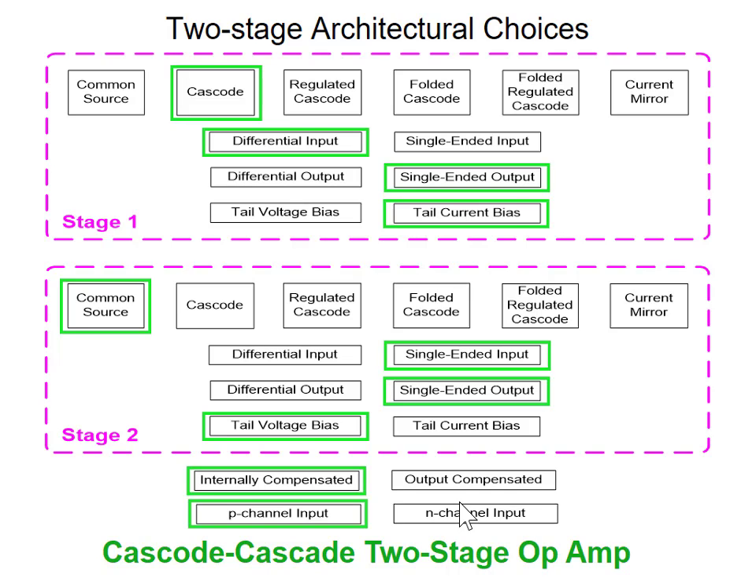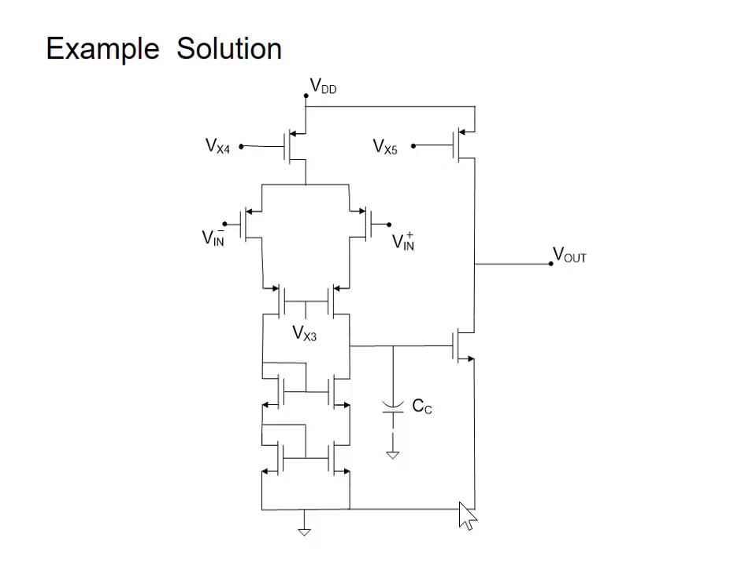So we've described this op amp that's outlined in these green boxes here. One of these 2,000 some op amps. Architecture is pretty easy. Telescopic cascode first stage with P-channel inputs with a current mirror bias. Tail voltage bias on the second stage with N-channel inputs. Compensation capacitor on the internal node. We're done.